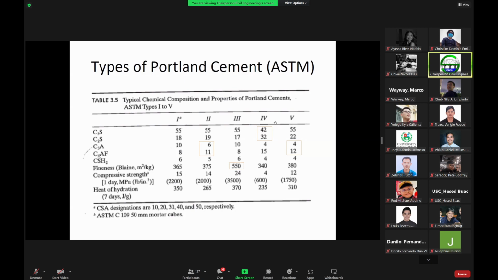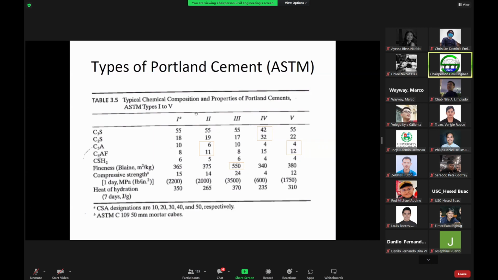So your type 1 to 5, they have varying chemical compositions of these calcium silicates. So for type 1, this is your ordinary Portland cement, so there are no special properties needed or specified. So the composition that you see here is what's normally in your type 1 ordinary Portland cement.